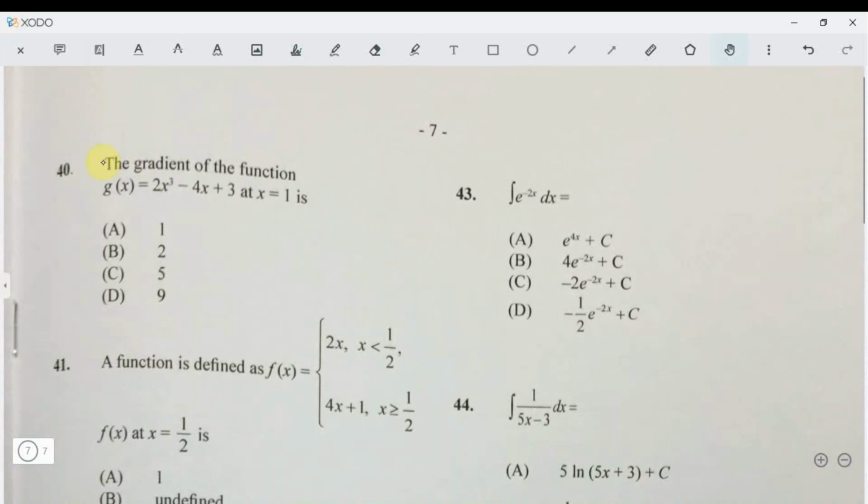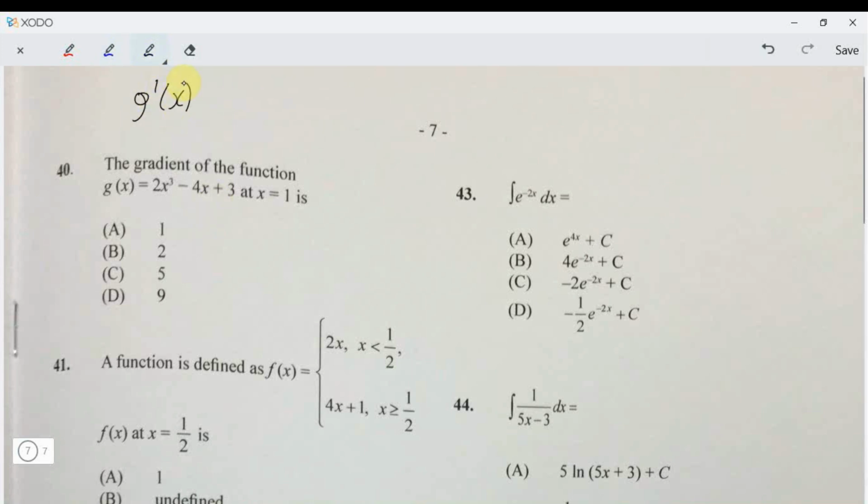Alright, now number 40. It says the gradient of the function g of x equal 2x cubed minus 4x plus 3 at x equal 1 is. So first thing you need to find is g prime of x. G prime of x is going to be 6x squared minus 4. Then plug in x equal 1. So g prime of 1 is 6 times 1 squared minus 4. 6 minus 4 is 2. So 2, option B. Easy.